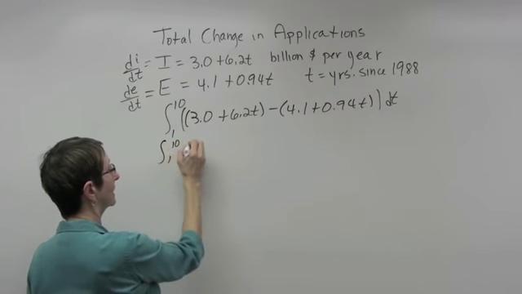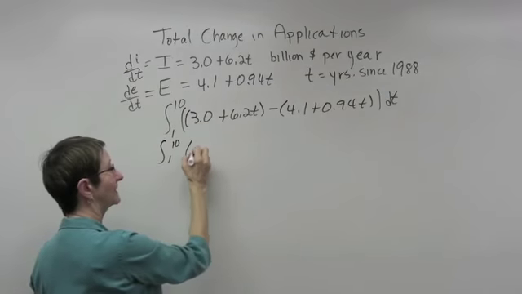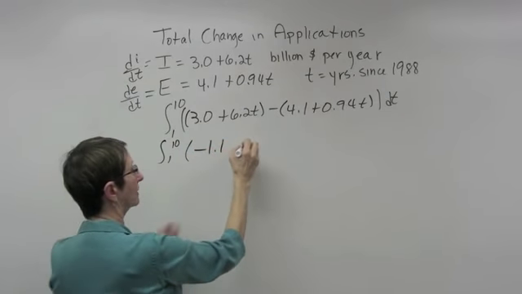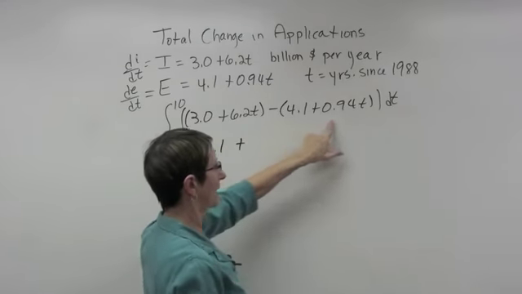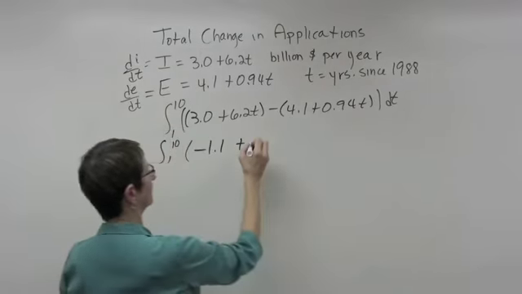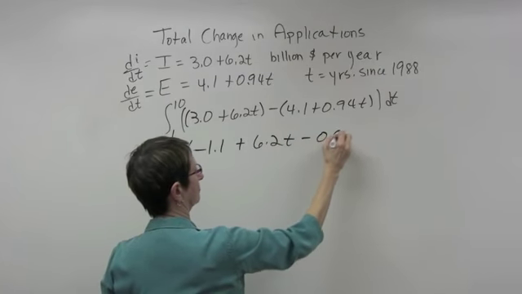Integral from 1 to 10, 3.0 minus 4.1 is a negative 1.1. Plus 6.2t minus 0.94t. And what a lot of people do is just leave them up there.